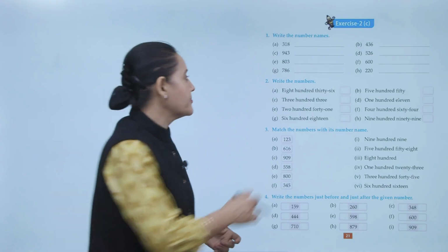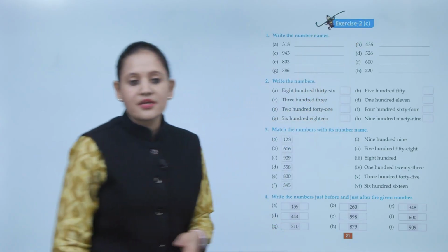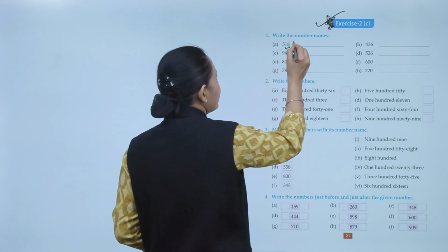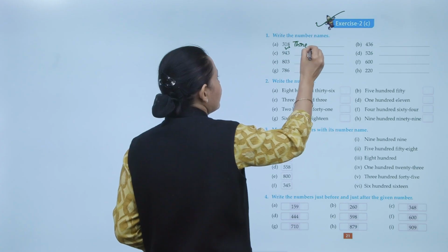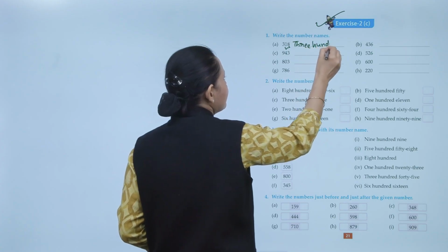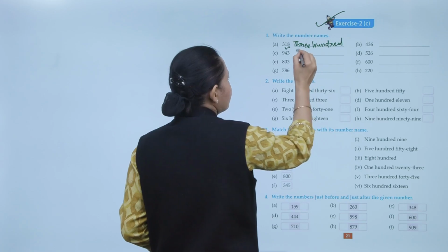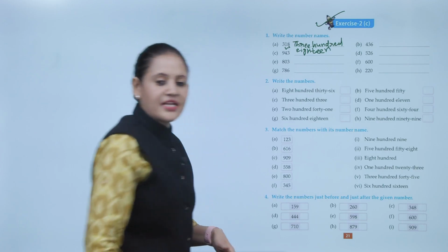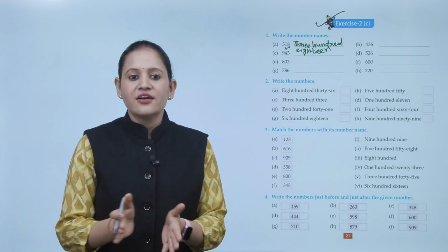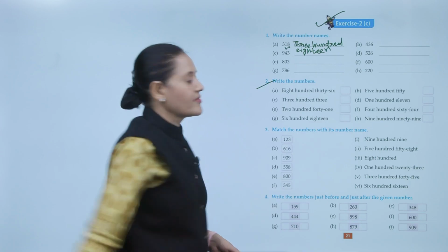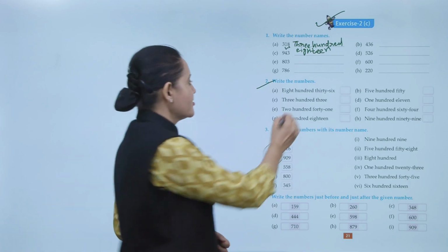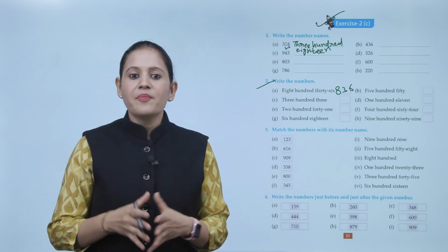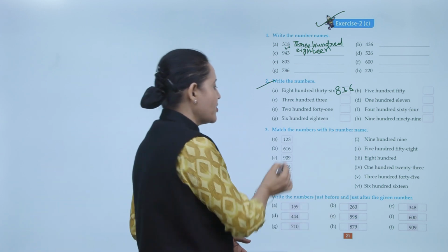Next is exercise 2C. Write the number name 318. So that is, इसको हम साथ में लिखेंगे, three hundred eighteen. Clear? Next is, write the numbers. 836. So 836. Clear?